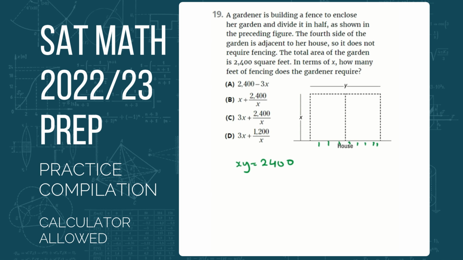In terms of x, how many feet of fencing does the gardener require? Let's see. If this is x, this will be x, and this will be x, right? So how much fencing would they require? They would need 3x plus y. Since xy is equal to 2,400, y will be equal to 2,400 over x. Let's replace the value of y here, which gives 3x plus 2,400 over x. And this can be found in C. C is your correct answer.